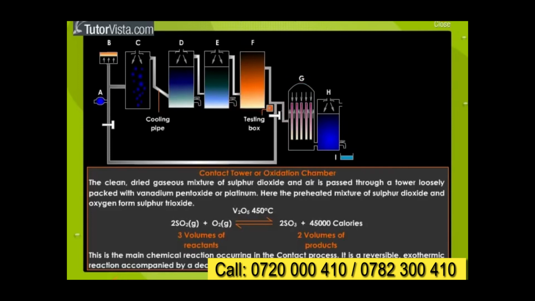Contact tower or oxidation chamber. The clean dried gaseous mixture of sulfur dioxide and air is passed through a tower loosely packed with vanadium pentoxide or platinum. Here the preheated mixture of sulfur dioxide and oxygen form sulfur trioxide. This is the main chemical reaction occurring in the contact process. It is a reversible exothermic reaction accompanied by a decrease in volume.